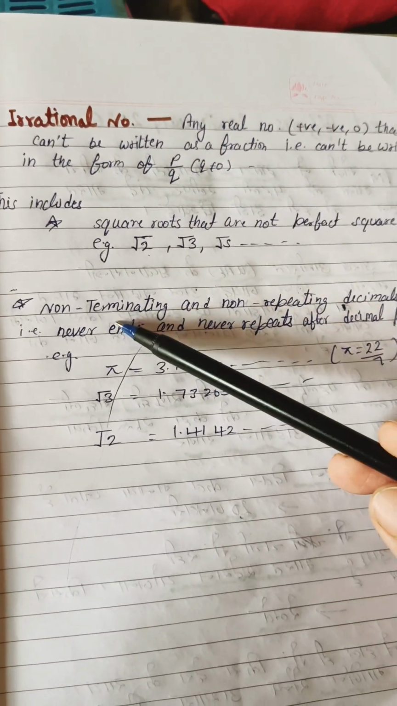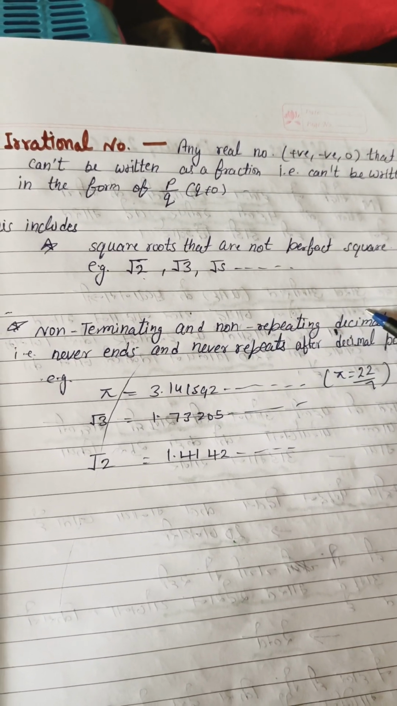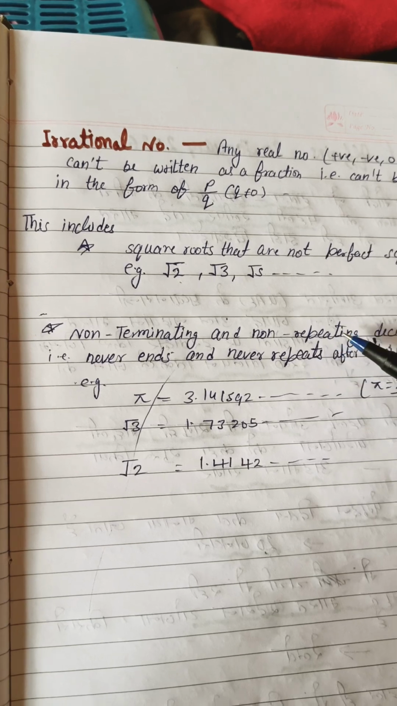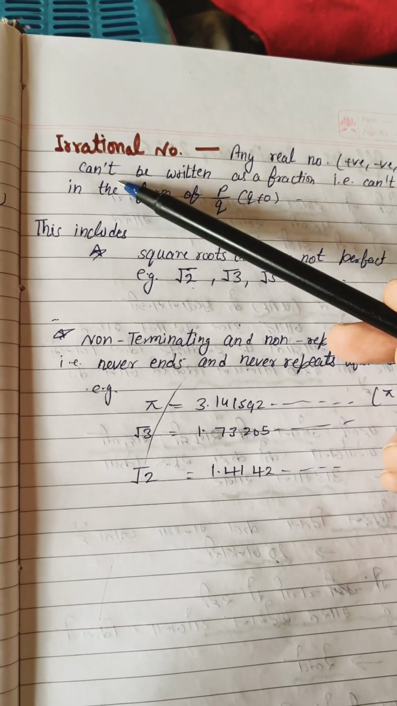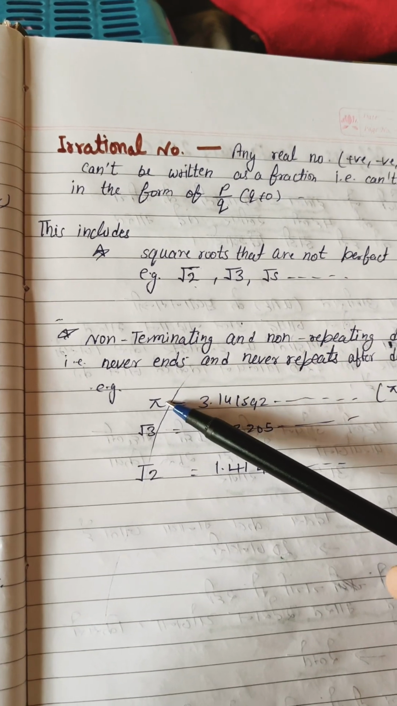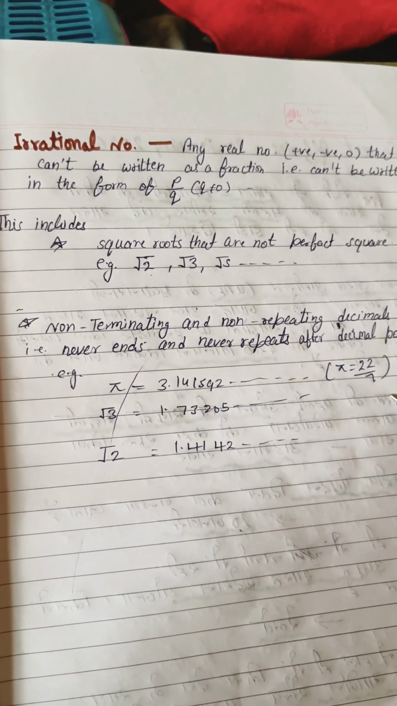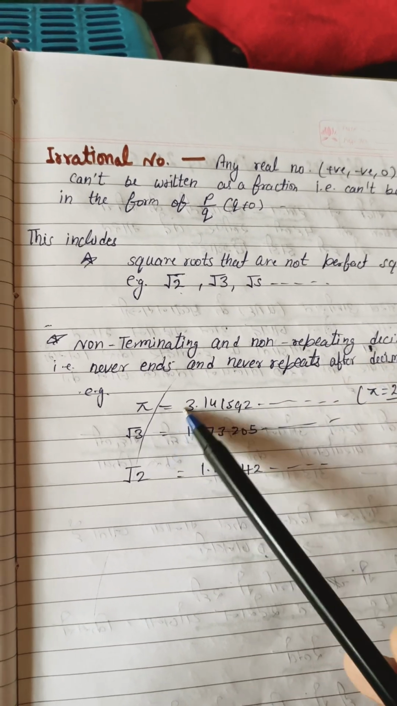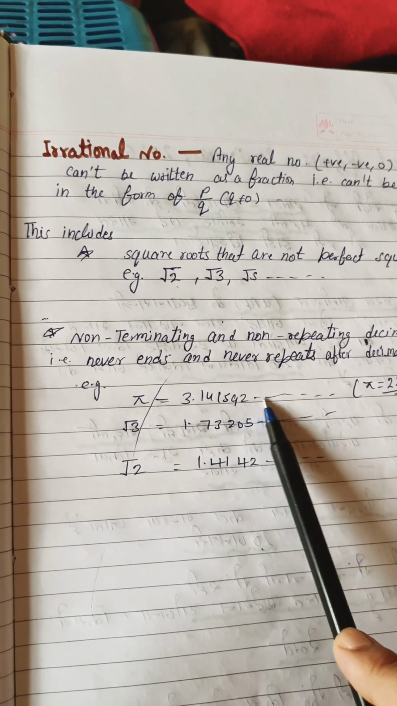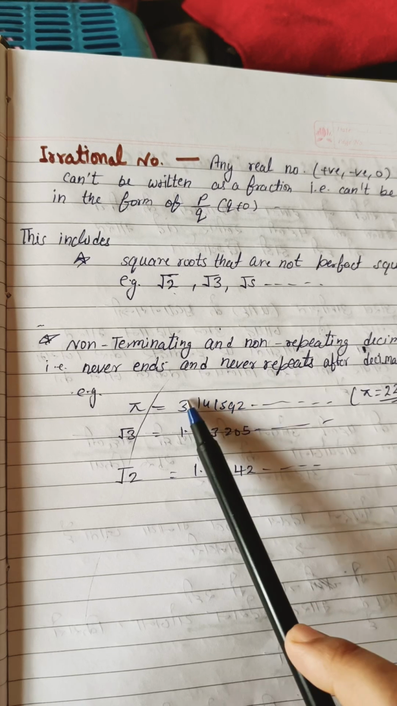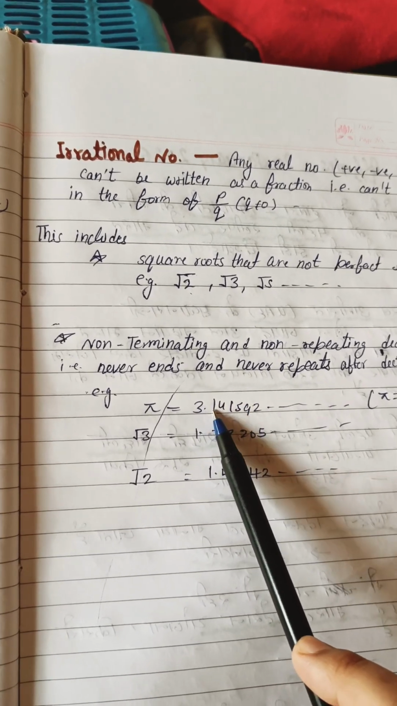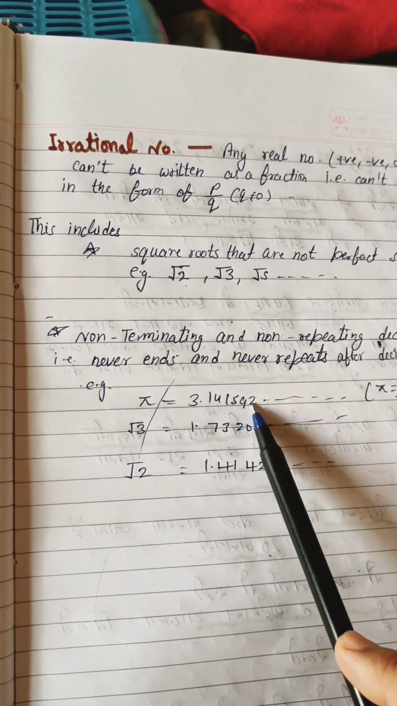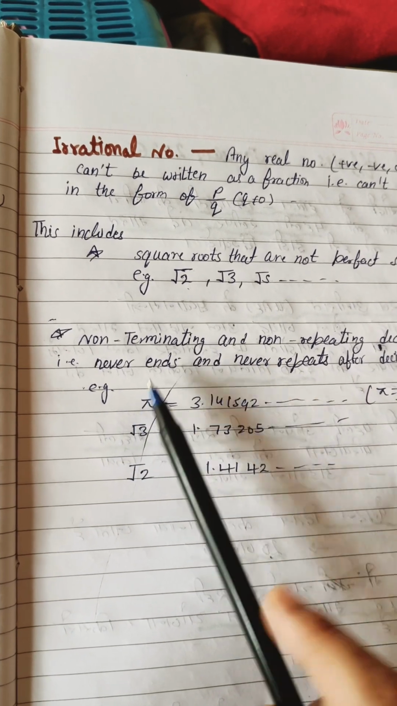The next is non-terminating, non-repeating decimal numbers. Non-terminating means the numbers never end. Non-repeating means the digits after the decimal never repeat. These are also included in irrational numbers. Let me take the example of pi. The value of pi is approximately 22 upon 7. When we divide 22 by 7, the answer is like this, 3.141592. Now look here, this calculation never stops. You can continue it. When we check the digits after the decimal, they are all different. There is no digit repeating itself, and it also never stops. Therefore, pi is an irrational number.